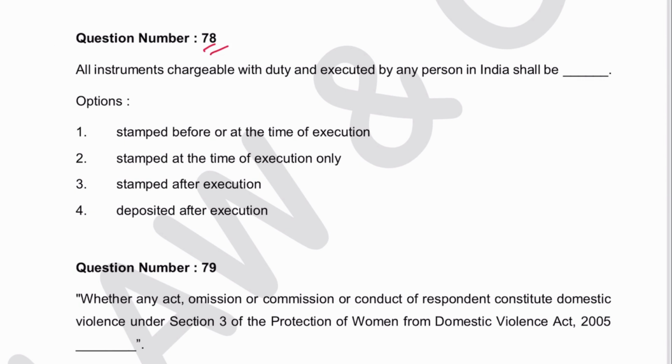Next, 78. All instruments chargeable with duty and executed by any person in India shall be dash stamped before or at the time of execution. Yes, it is time of execution only. No, after, no, after, no. So 1 is the answer, mentioned in section 17 of Indian Stamp Act.